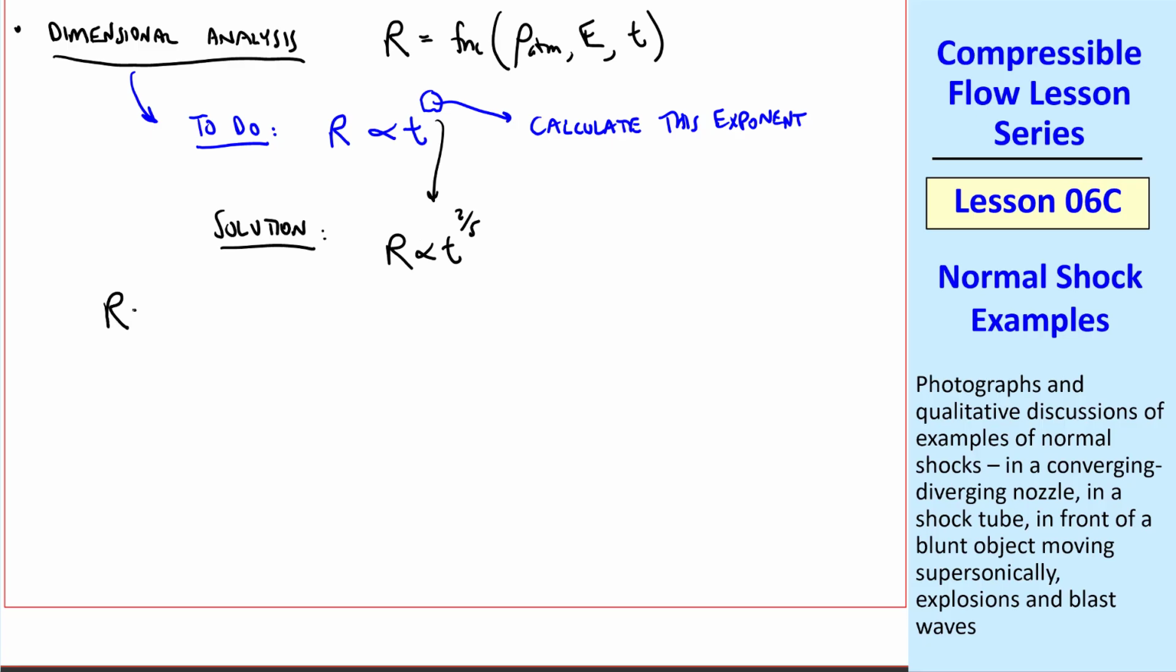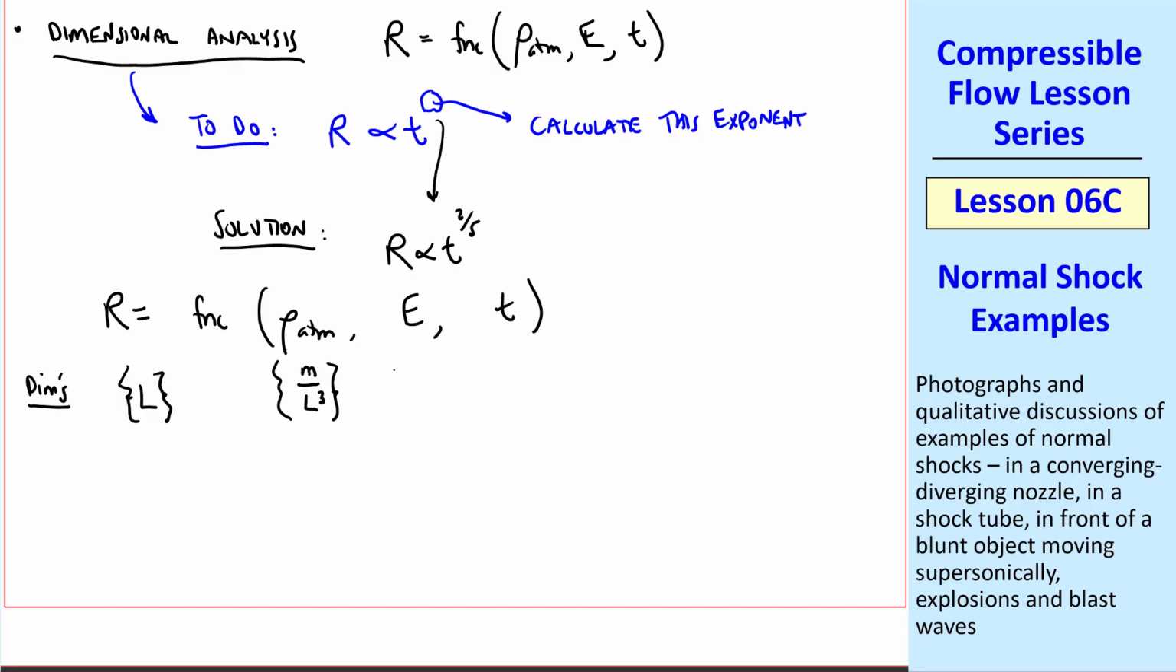I'll work through this problem. Again, R is a function of rho atmosphere, E, and time. The dimensions of these variables, for which I use squiggly brackets, are L, m over L cubed, energy is mL squared over T squared, and time is, of course, T. By the way, energy is force times length, so we have mL over T squared, force, times another L, which is how I got the dimensions for energy.